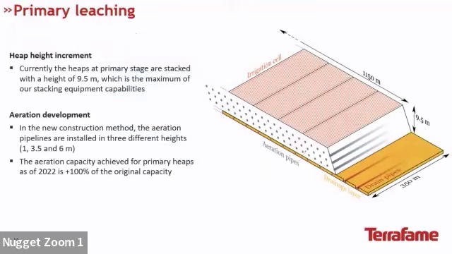We have also increased our heap height, taking more tonnage to the primary leaching. Originally, we have 8-meter heap height, and nowadays height is about 9.5 to 10 meters. That's the maximum capacity of our stacking equipment.